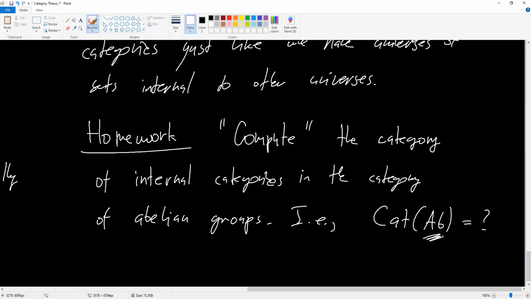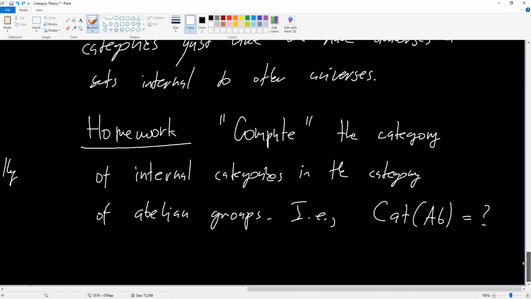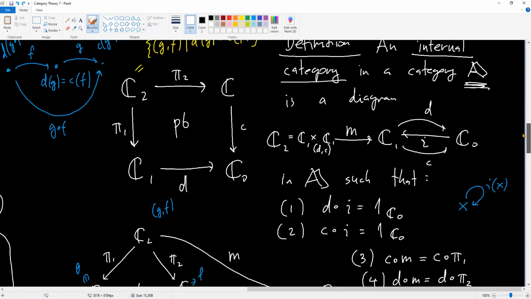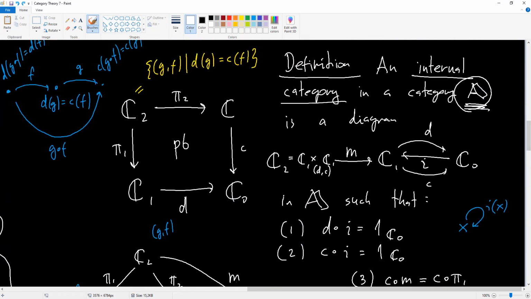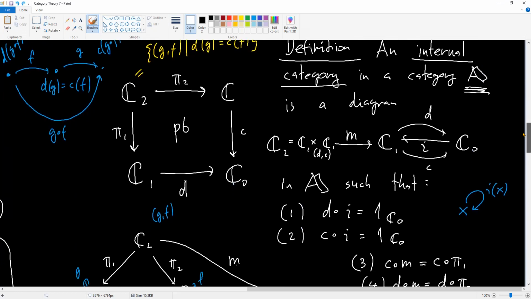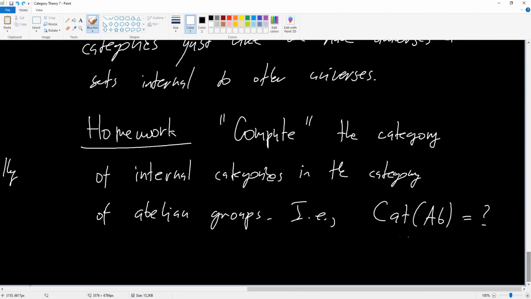This is just the usual category of abelian groups. Objects are abelian groups and morphisms are group homomorphisms. To do this, first I need to define what are internal categories in the category of abelian groups. That's just applying this general definition to the category of abelian groups. So A will now be the category of abelian groups, okay? But we actually want to turn this into a category of its own. We want morphisms between internal categories, but these will, of course, be internal functors.